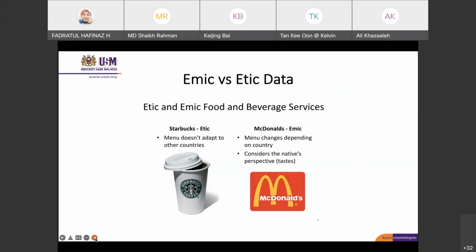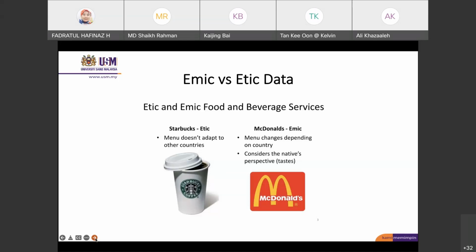Here is the difference between emic versus etic data. The emic is from the insider view, while the etic is from the outsider view. The emic data is very subjective, while the etic data is thought to be more objective. So for example, you can see from Starbucks and also McDonald's. Remember, emic and etic data is the type of evidence in scientific research.